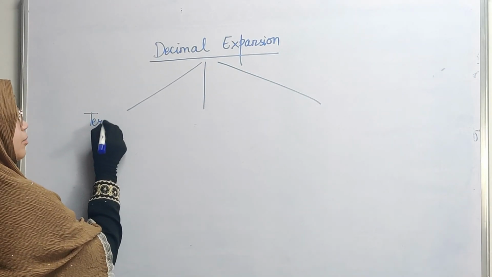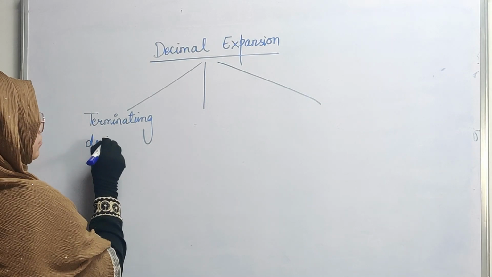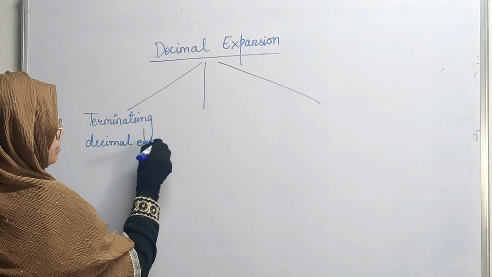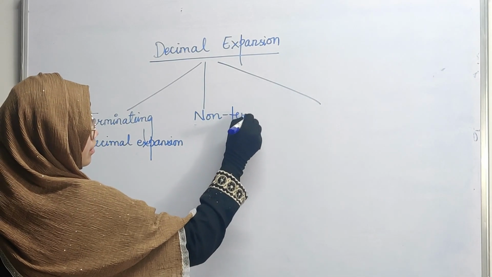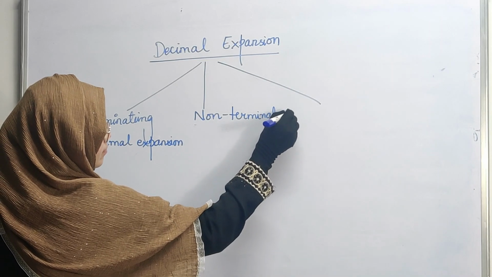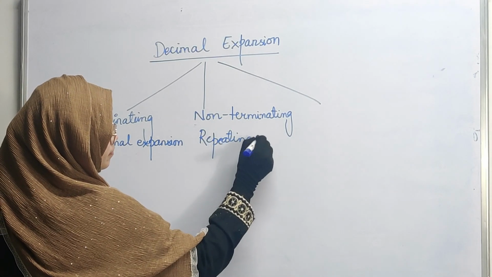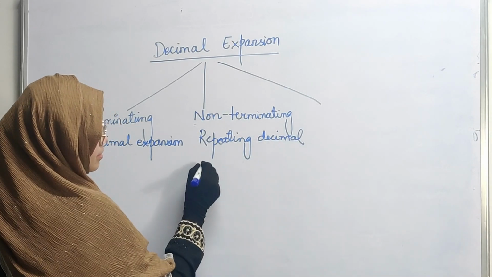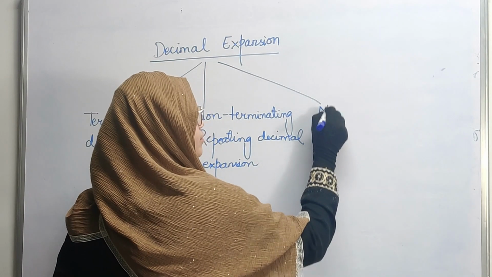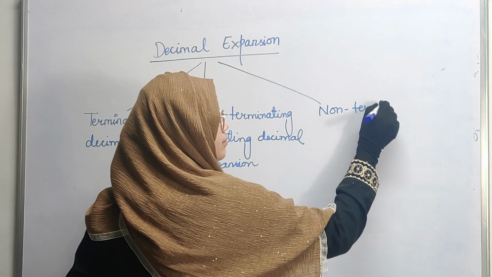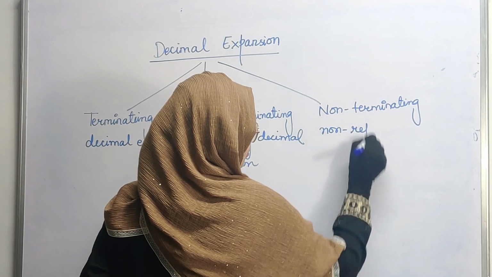One is terminating decimal expansion. One is non-terminating repeating decimal expansion, and one is non-terminating non-repeating.